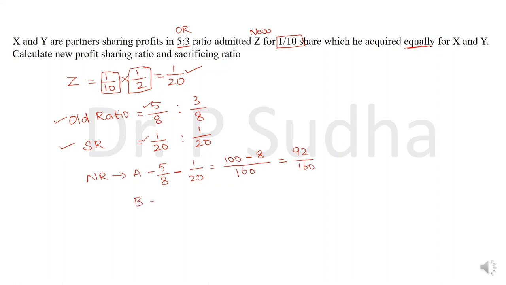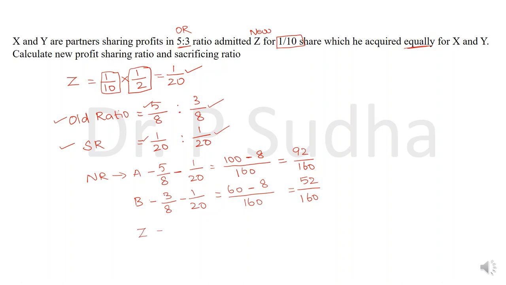In the same way for B, old ratio minus sacrificing ratio. For B the old ratio is 3 by 8 and the sacrificing ratio is 1 by 20. So 3 by 8 minus 1 by 20. Cross multiply: 20 into 3 will give you 60, minus 8 into 1 will give you 8, divided by 20 into 8, which will give you 160. 60 minus 8 is 52 divided by 160.